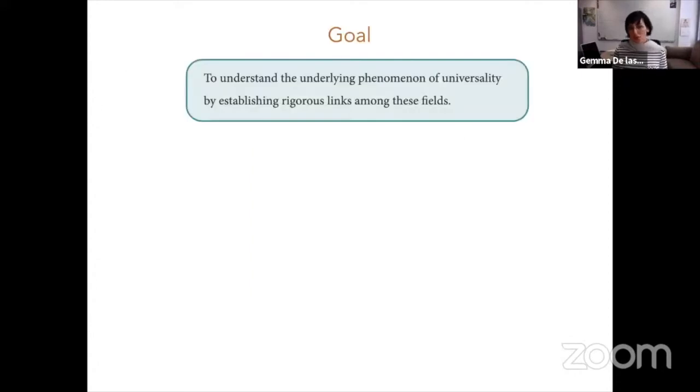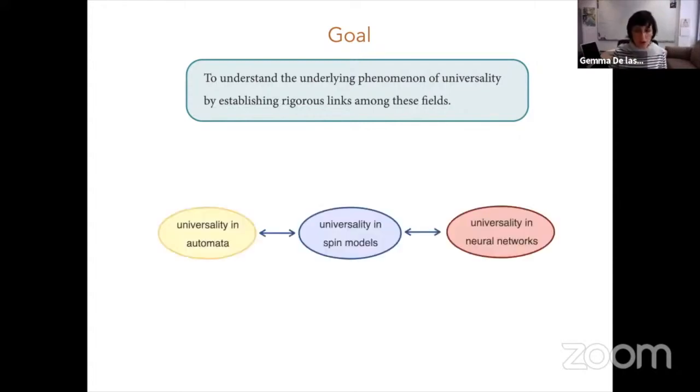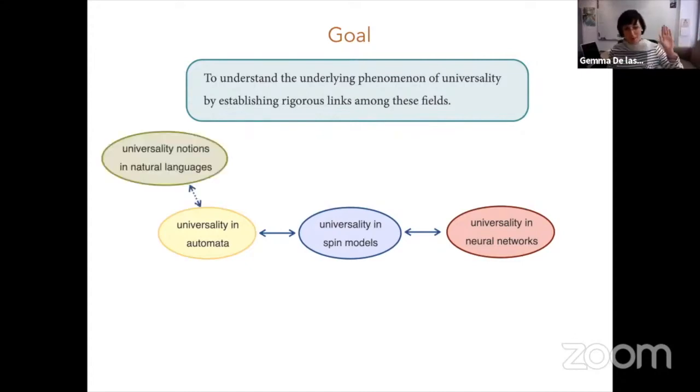So my goal is to understand this underlying phenomenon of universality. I want to do that by establishing rigorous links among these fields, in particular between spin models and neural networks on the one hand, and automata, that is to say, Turing machines on the other hand. And I'm hoping that from automata, which are linked to formal languages, I'll be able to step to natural languages. I'll say a few more words in the outlook, and I'd be happy to take questions, but there's not much more I can say at the moment.